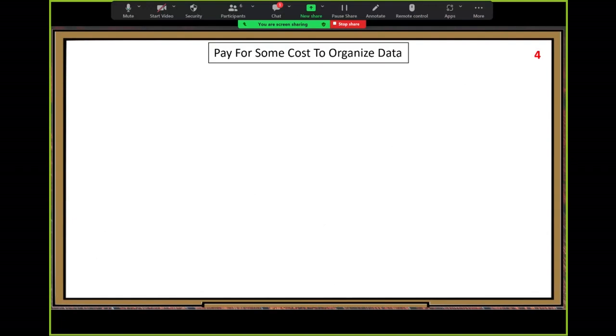Next, let's look at the second solution. We just did the first solution. The second solution: pay some cost to organize data. Method number 2, investment in data structure. Before we do the comparison, let us organize our data. But we need to pay some cost. It's not free.